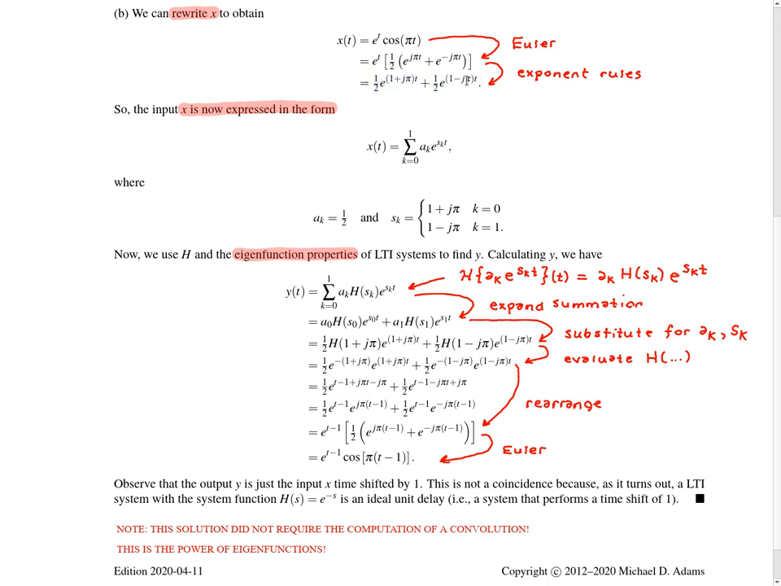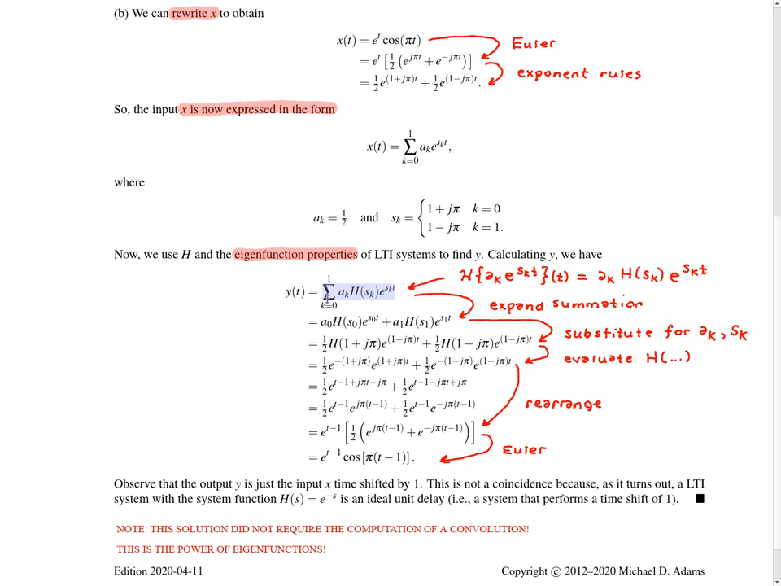Now once we have x expressed in this form, in other words as a weighted sum of complex exponential functions, we can read off the various different coefficients that appear here to write things in terms of a summation. So that gives us these ak values here and these sk values here. And at this point we can now use eigenfunction properties of LTI systems to write the formula for the output. The output is going to be given by this particular formula here, where again y is denoting the output in this particular example.